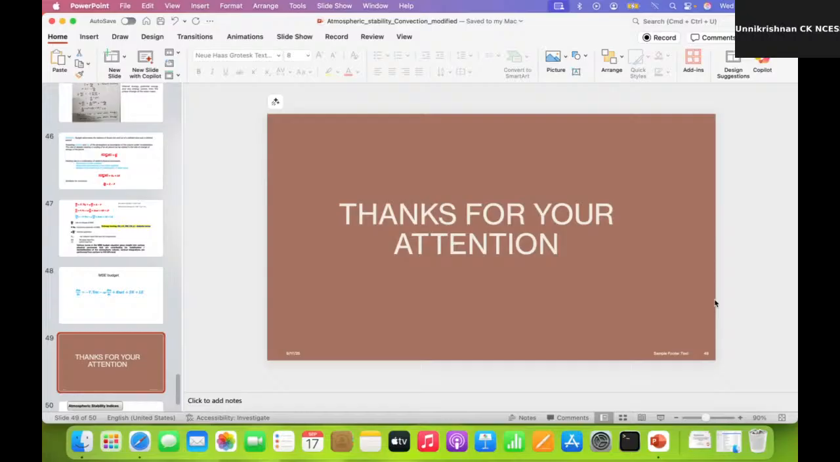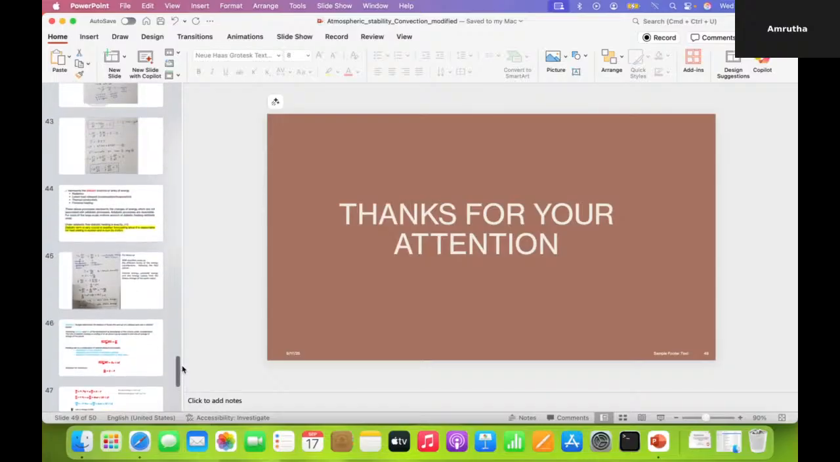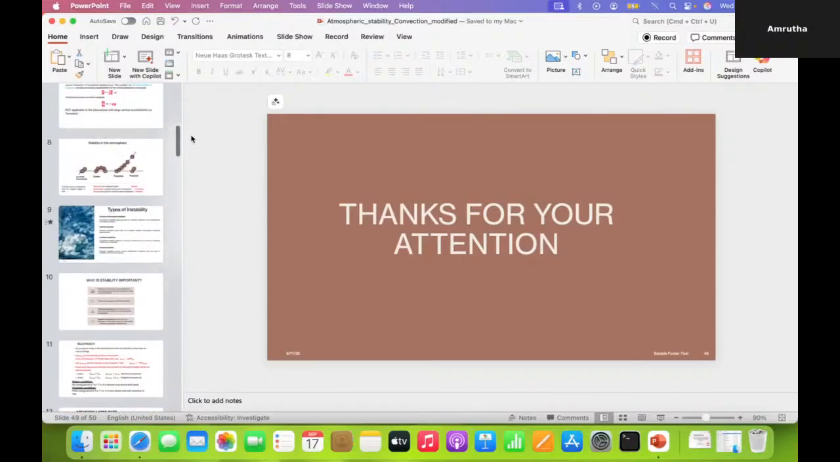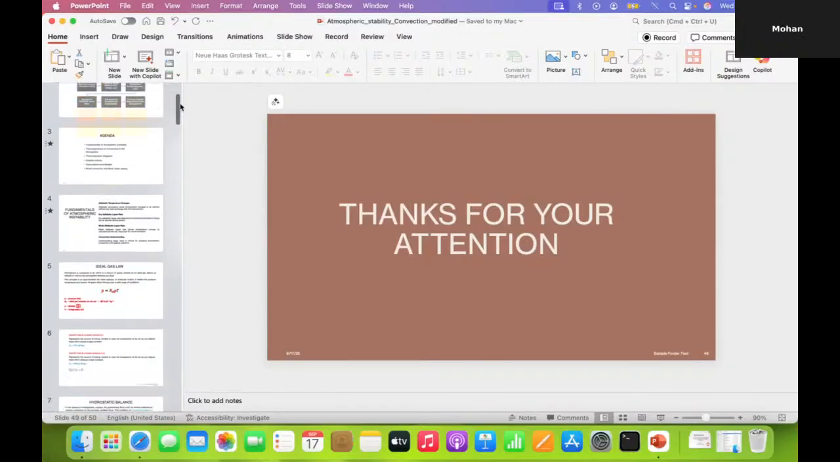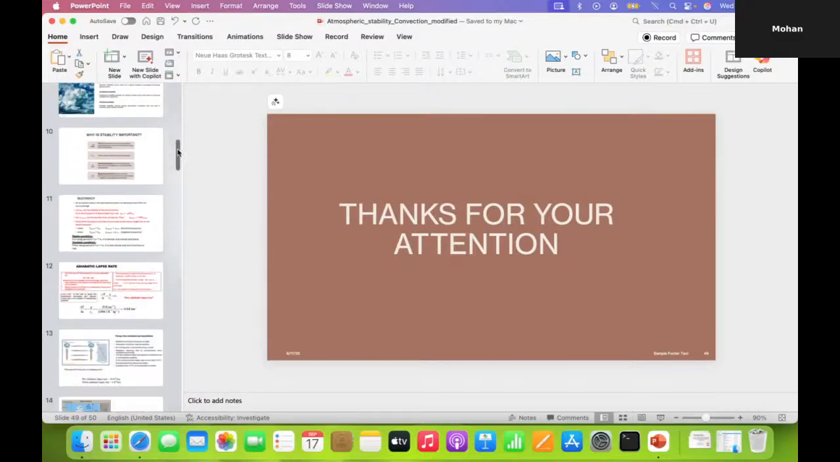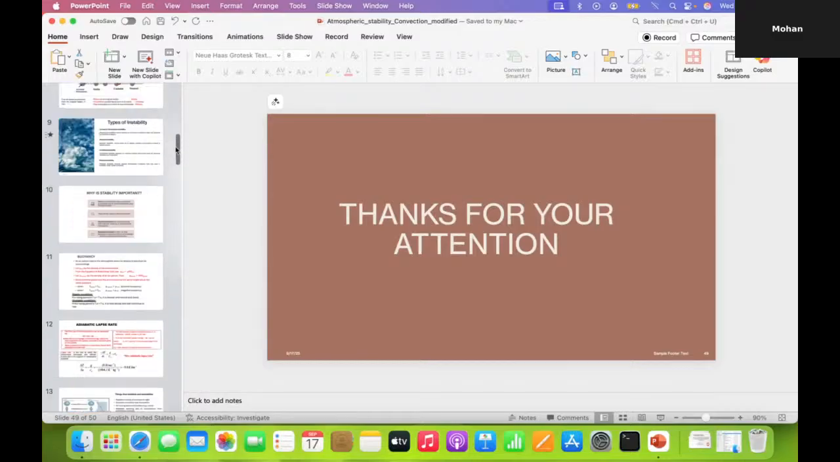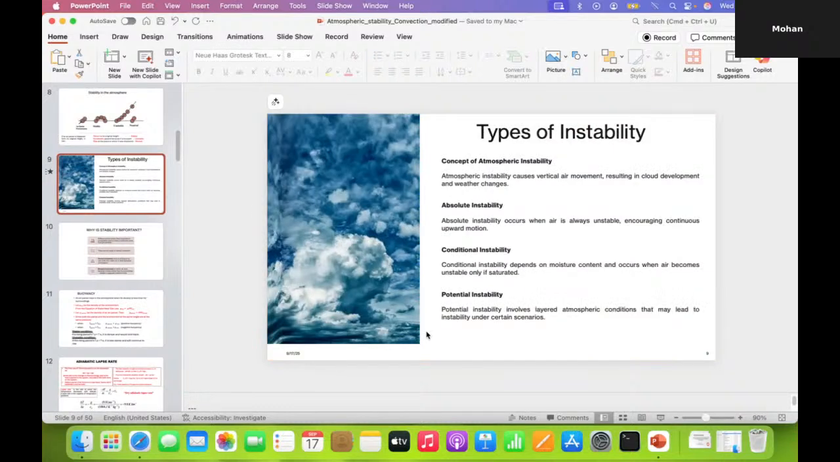Potential instability, I think, more. Yes, pardon, ma'am, potential instability. Can you explain more about it? I just briefly touched upon this. Potential instability comes with the slice theory, basically. What I said was here: potential instability involves a layer atmospheric condition.